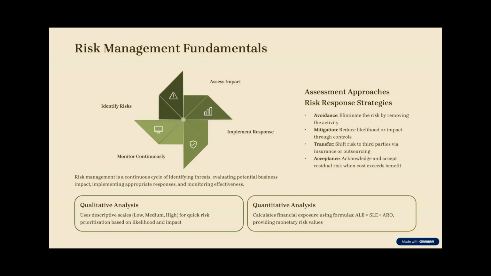You might assess risk qualitatively, high, medium, low, for a quick prioritization meeting, or quantitatively using scary sounding formulas like ALE equals SLE times ARO. Annual loss expectancy equals single loss expectancy times annual rate of occurrence, to get a dollar figure to show to the CFO.